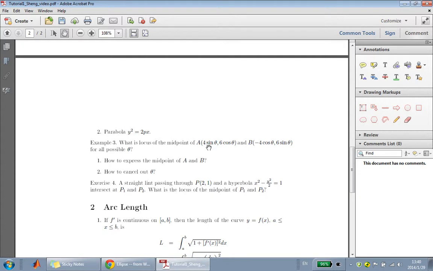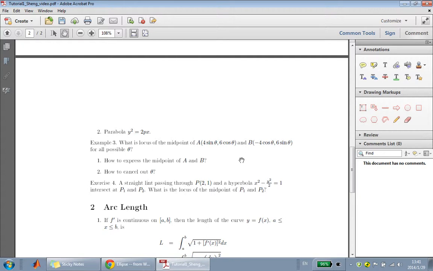Let's say in this example, we're given the coordinates for A and B. The question asks, what's the locus of the midpoint of A and B? Two steps. The first is how to get the midpoint of A and B. That's an easy one. But given that point, both the x coordinate and the y coordinate are expressed in terms of theta. Then how to convert that parametric representation in terms of theta to the equation?